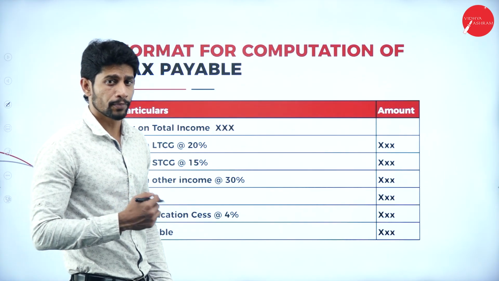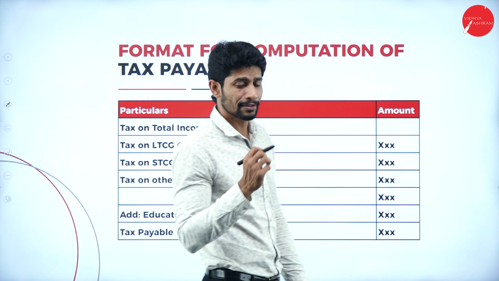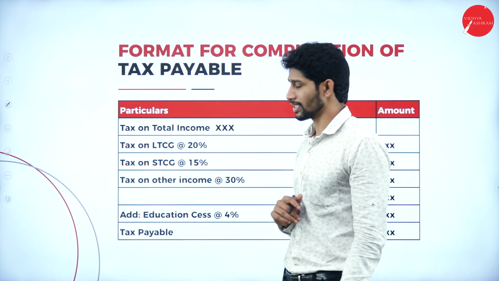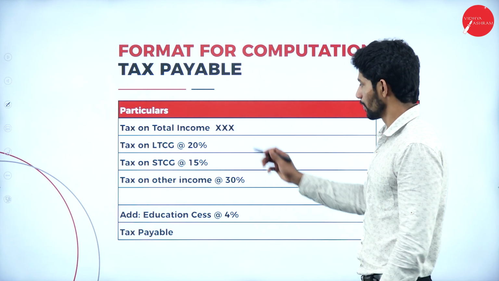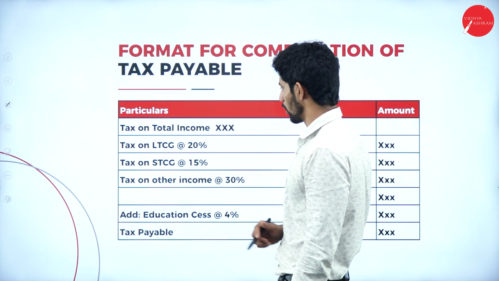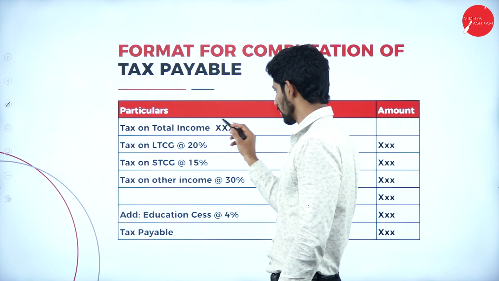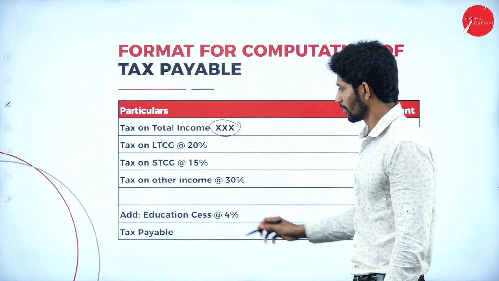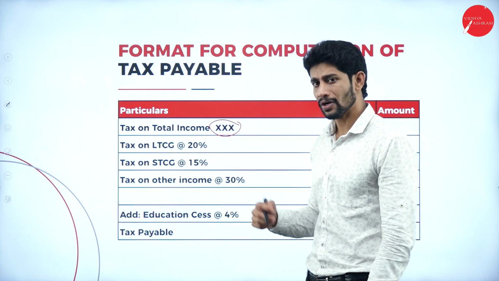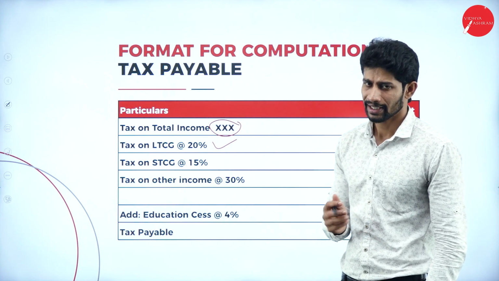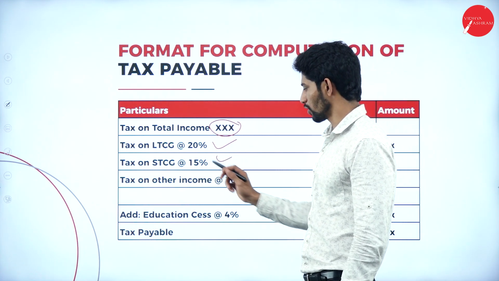Next, we are supposed to compute the tax payable by the partnership firm. So how to compute the tax payable by the partnership firm? We are supposed to make two columns, particulars and amount. So tax on total income: you are supposed to take here whatever total income you get. Tax on long-term capital gain is always fixed at 20%, tax on short-term capital gain is 15%, and tax on other income.